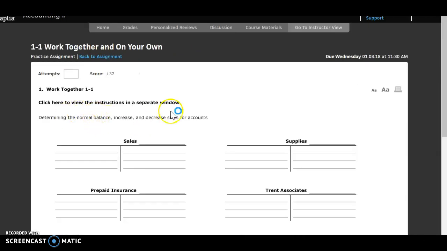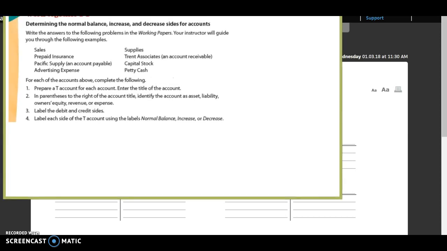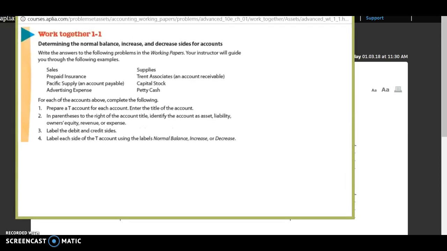Okay, with our new book, Applet is going to look a little bit different for our problems now. Notice here it says that we need to click here to view our instructions, and then it opens them up in a separate window. So we are determining the normal balance, the increase and the decrease sides for accounts. So it gives us these accounts.